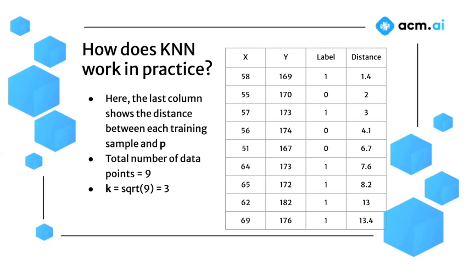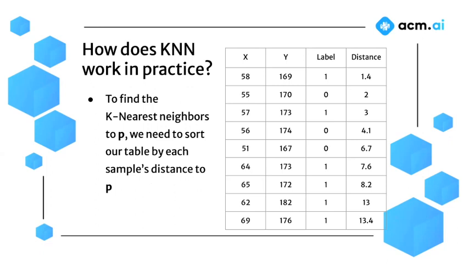Next slide. To find the K nearest neighbors, we need to sort our table by each sample's distance to P. This part is something you cannot forget. We have all the data sorted in both previous slides, and that does not happen in a real-world situation. Your lowest distance may be somewhere at the bottom or in the middle. So you need to sort your data so that the top K smallest numbers are at the top. Then you take your top 3 numbers in this case, because that's our K value, and we use those to classify it as a 0 or 1.